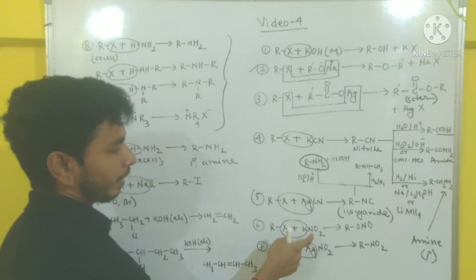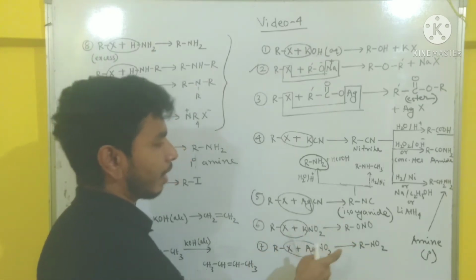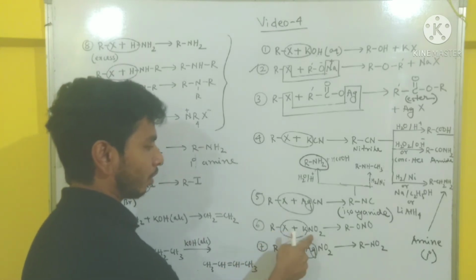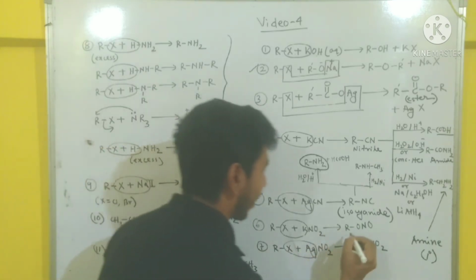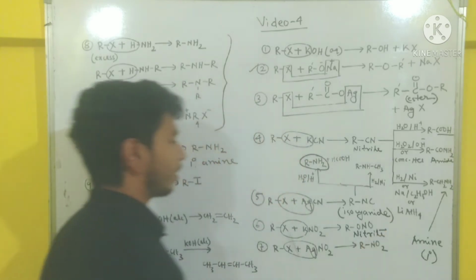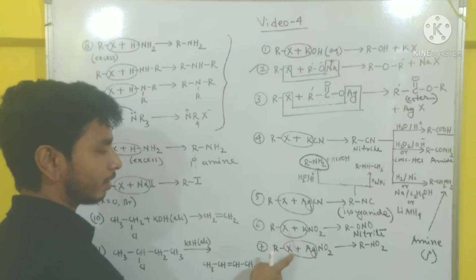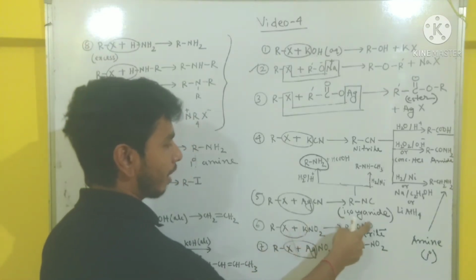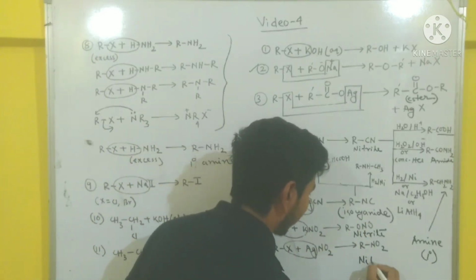Next is the reaction with KNO2. Reaction with KNO2 gives the nitrite RONO. KX is removed, so it is not RNO2, it is RONO. It is called nitrite. But if we use AgNO2, AgX is removed, and it gives RNO2. So KNO2 gives ONO, but AgNO2 gives NO2. This is called nitro compound, nitroalkane.